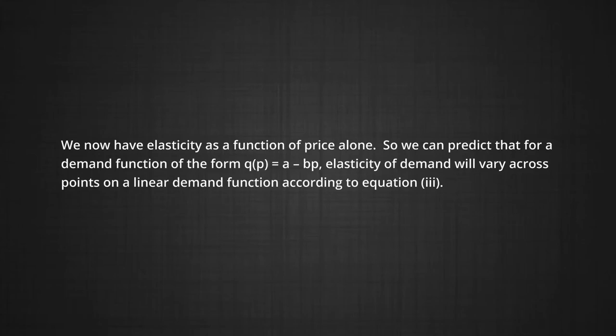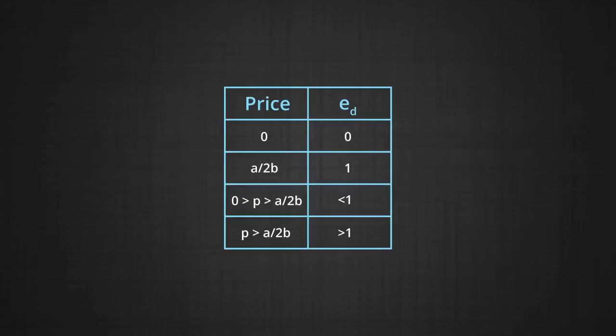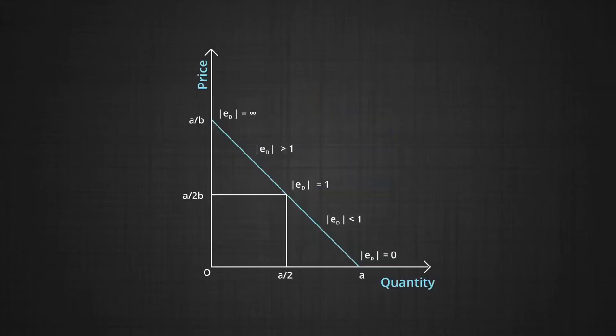So, we can predict that for a demand curve which has the form Q(P) equals A minus BP, the elasticity of demand will vary across points on the linear demand function according to equation 3. The table presented here shows the elasticity for various prices observed for this demand function. The diagram that follows depicts the same graphically. So, what is ED when Q equals 0? You can see from equation 3 that it will be minus BP divided by 0, which is infinity.